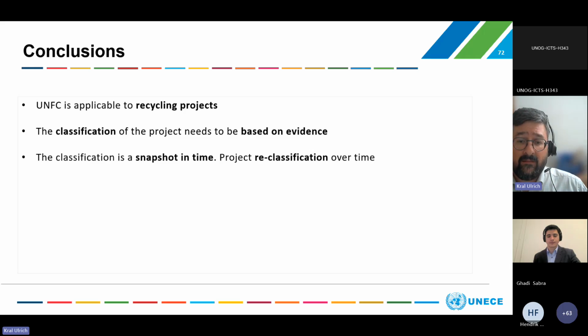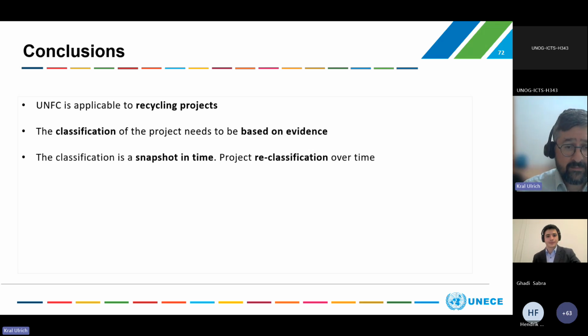The second point is that the classification of the projects needs to be based on evidence. I gave you 2 examples. The first one is about the economic assessment. So economic assessment is performed in a separate study, and then you take the results of the economic assessment, integrate them into the UNFC framework, and select an appropriate E-axis category.